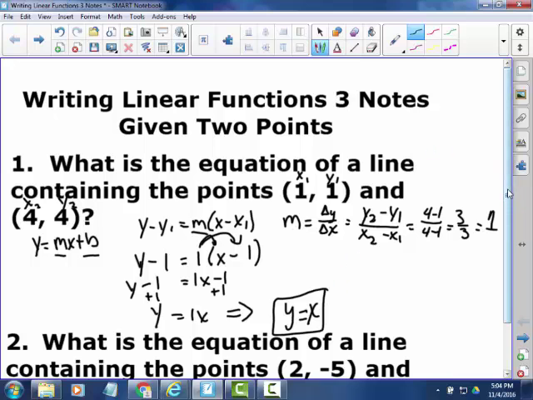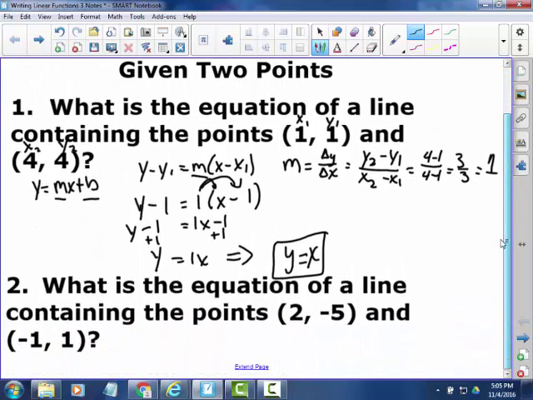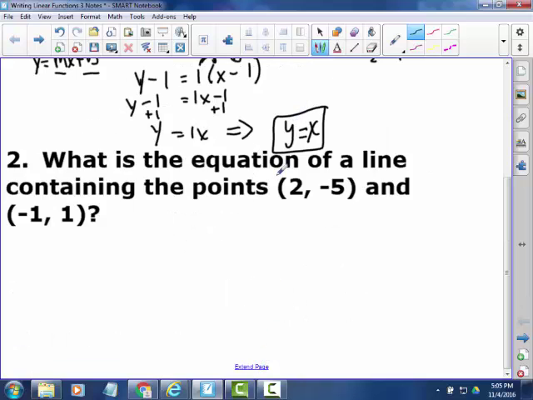Okay, let's take a look at another problem. What is the equation of a line containing the points (2, -5) and (-1, 1)? Okay, so this is same song, different verse. We have 2 points. Neither of them is the y-intercept, so our choice is to use the point-slope form of the line: y minus y1 equals m times x minus x1. We just label each set. I always label the first one I come to x1 and y1. The second set is x2 and y2.